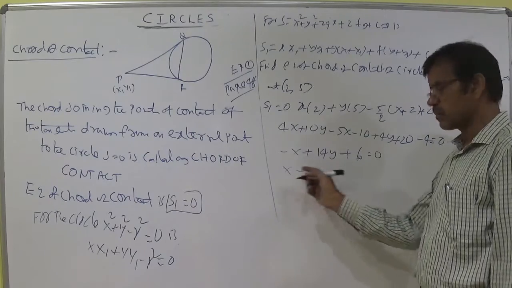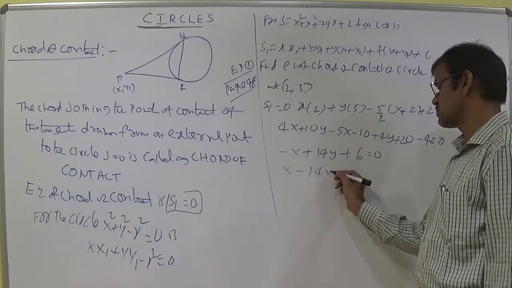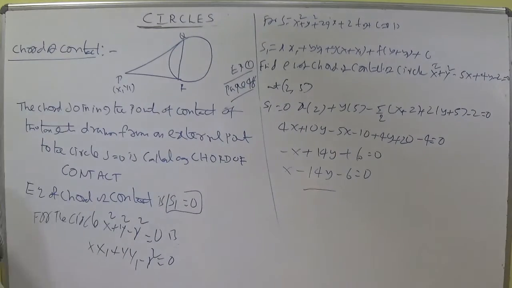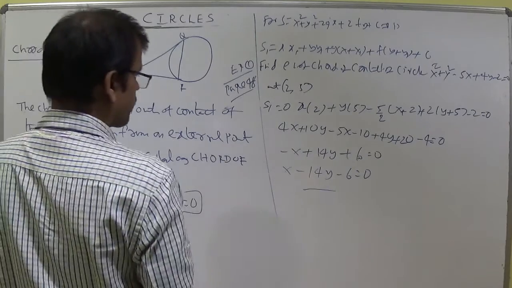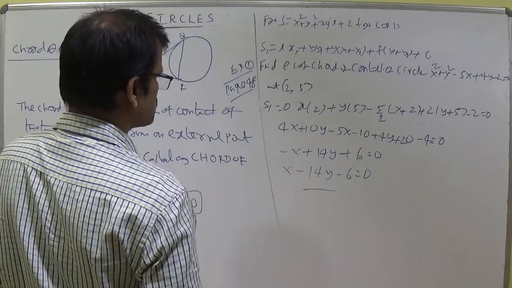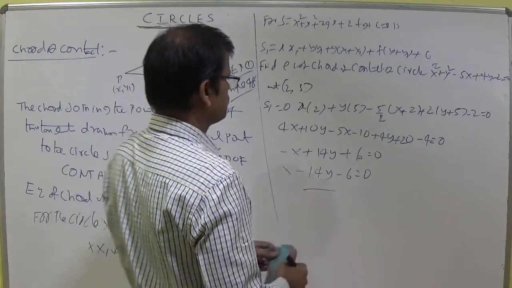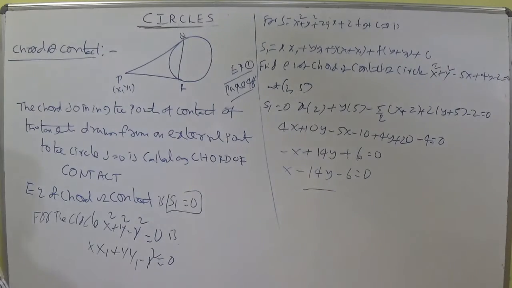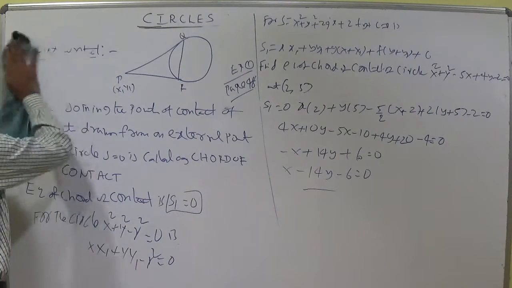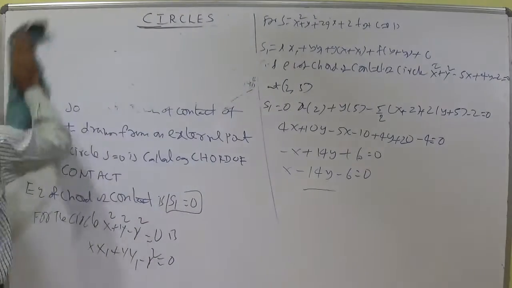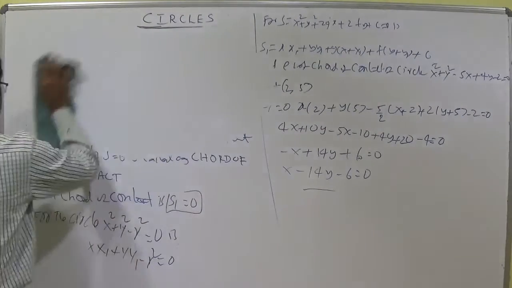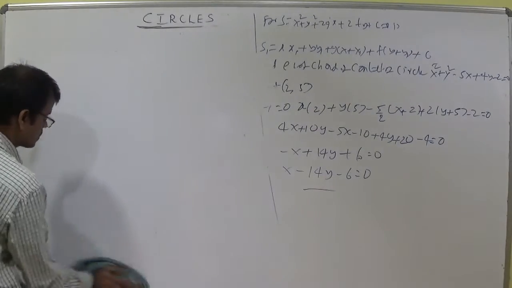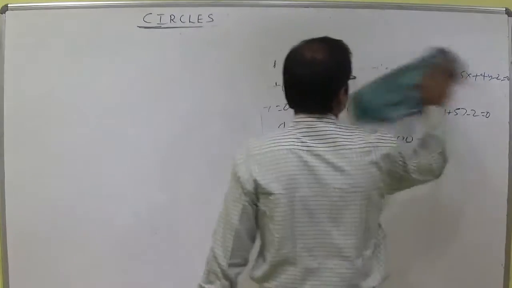So by multiplying with minus, it becomes x minus 14y minus 6 equal to 0, the equation of chord of contact. Okay, verify whether there is a mistake, no problem. Now let us discuss another example, depending upon the chord of contact concept and the director circle concept. Page number 48, example 2 is there.